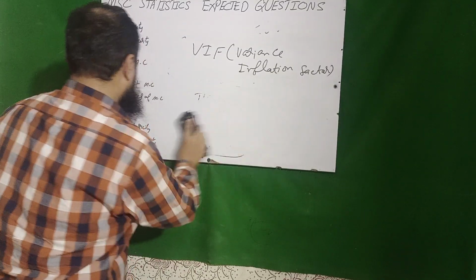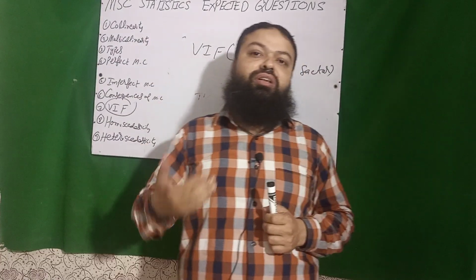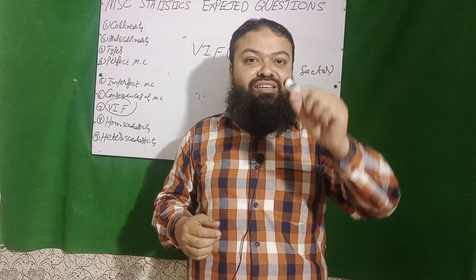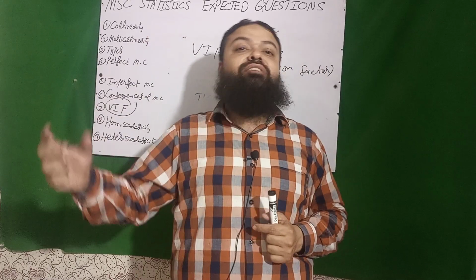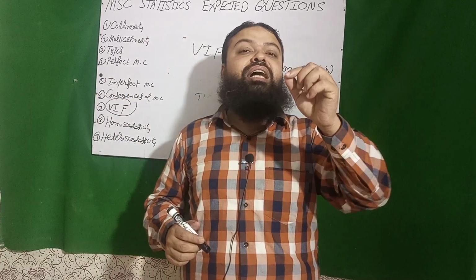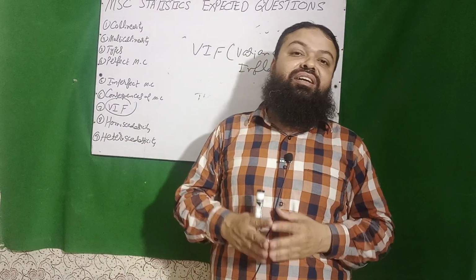Next one is homoscedasticity. If we run our regression model, multiple regression model, there is an assumption that the variances of the error terms are constant, they are all equal. It is called homoscedasticity. And if the variances of the error terms are not equal, it is called heteroscedasticity.